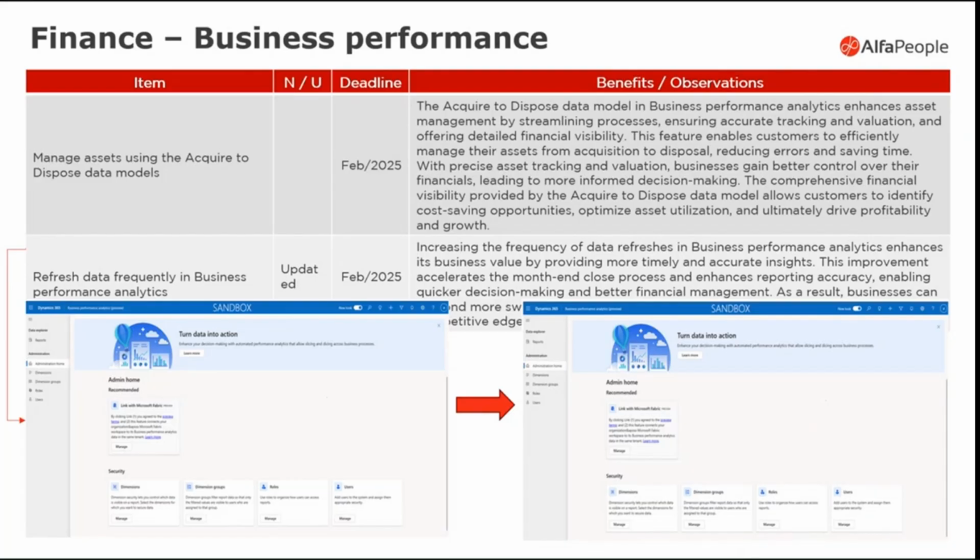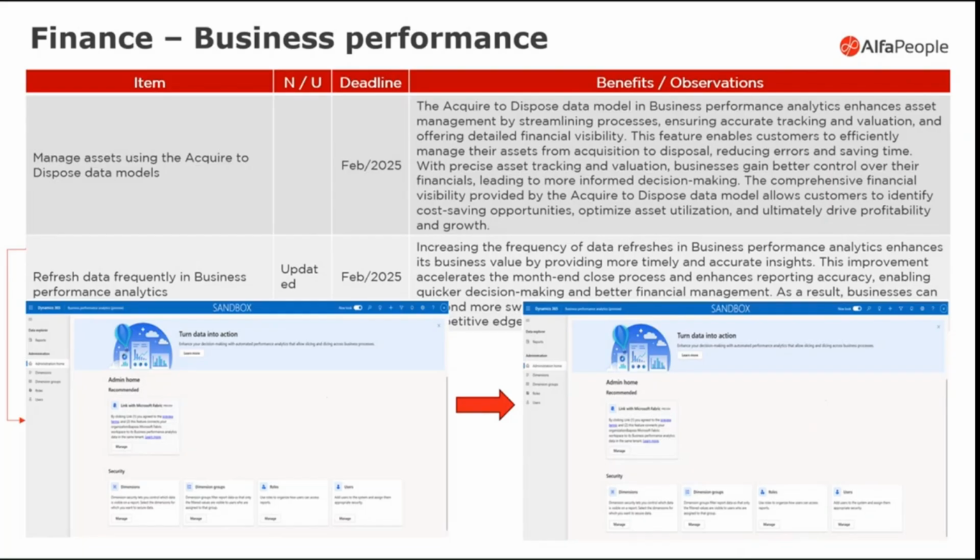This update introduces the acquire to dispose data model in business performance analytics, which is designed to support the full lifecycle of asset management. So it allows organizations to track assets more accurately from the moment they are acquired to when they are disposed. That means better control over asset valuation, reduced manual work, and clear insights into financial impact. So with more reliable data, companies can identify cost-saving opportunities, improve asset utilization, and make more informed decisions about future investments. It's a solid step forward towards smarter and more transparent asset management.